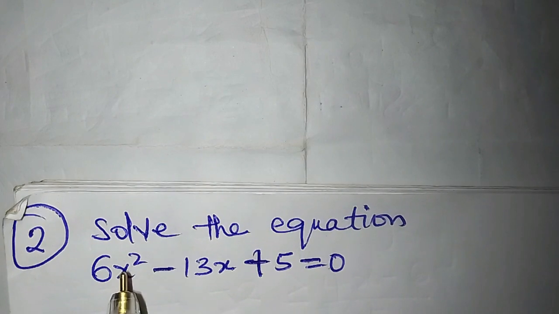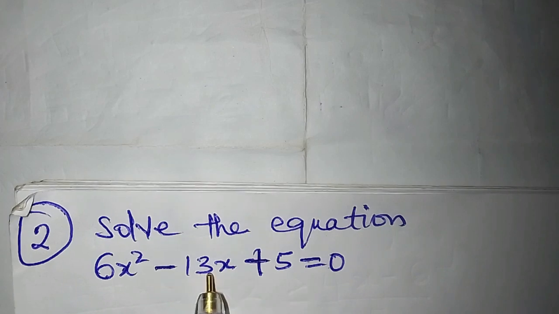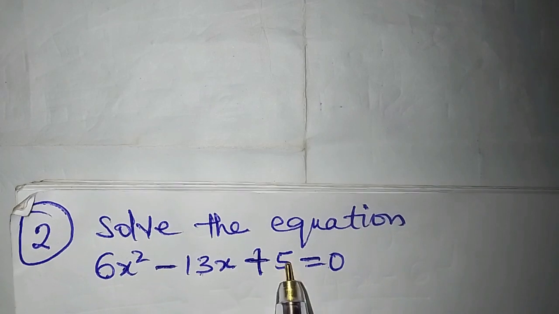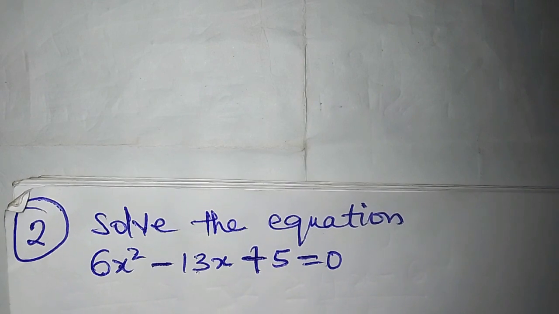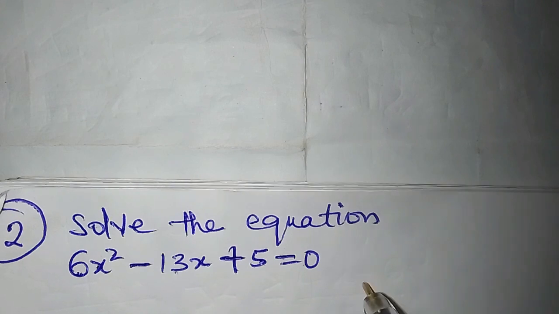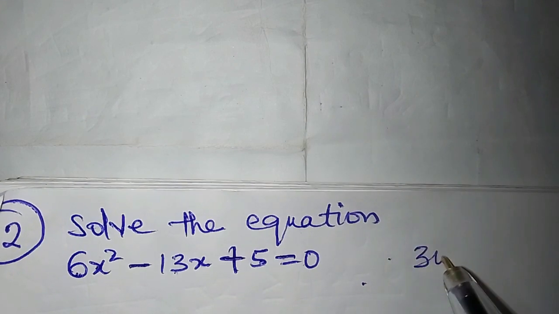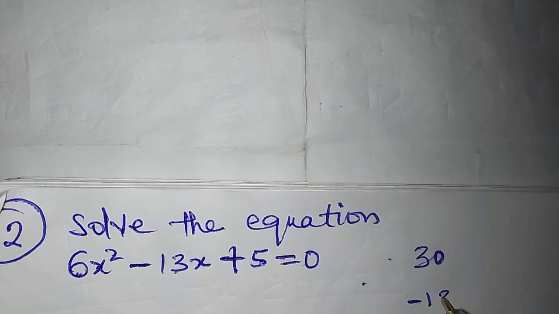So you can see that the coefficient of x squared here is 6, the coefficient of x here is minus 13, and the constant value here is 5. So if I multiply 6 by 5, the result is what? 30. Now, what is at this middle? We have minus 13.